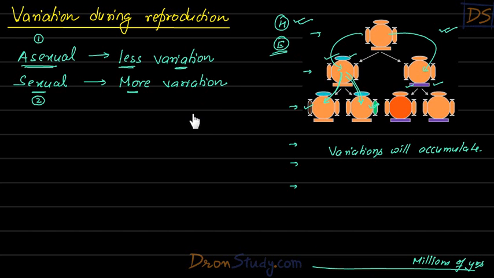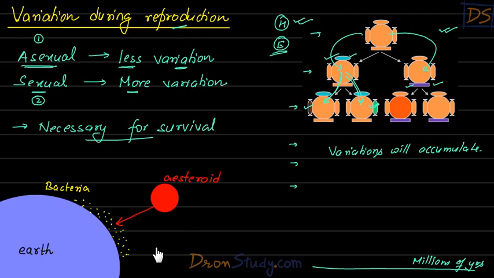Okay students, now this variation which comes generation after generation is actually very important, and we have also discussed its importance in the chapter on reproduction, but let me recall that here. So basically variation is necessary for the long survival of a species, right students? Do you recall this? Let me explain once again.